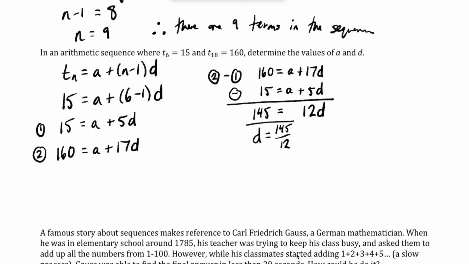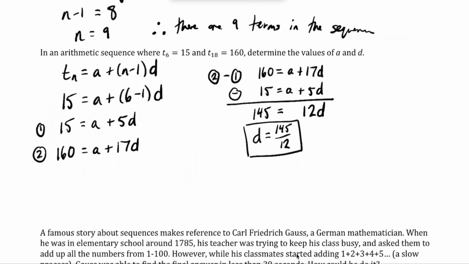And actually, this does not reduce, funnily enough, because I know that 145 is 29 times 5, and those are both prime numbers, and 12 is 2 times 2 times 3 when I reduce it to primes, and nothing cancels in there. So 145 over 12 is the best we can actually do. Let's keep it as a fraction.